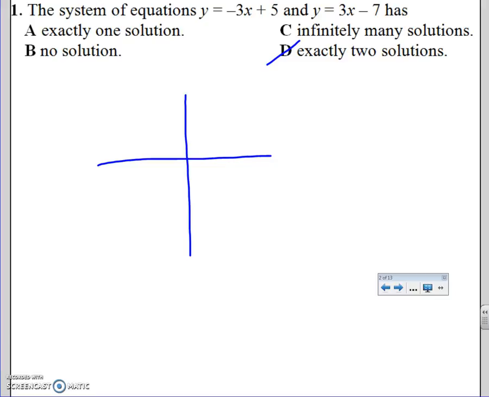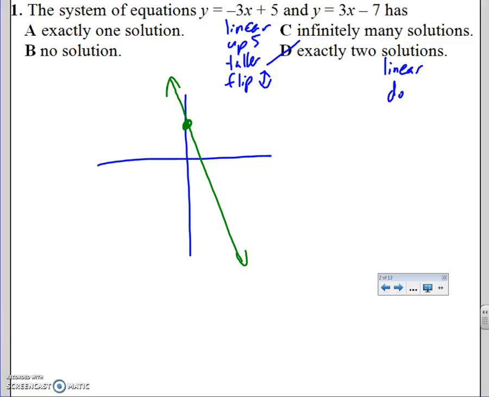So the first one we know is linear. We know it's up 5. It's taller, and flip upside down. So I'm going to draw that. I'm sorry, up 5. Flip upside down, taller. There's that. Now the other one, we know it is linear. It goes down 7. It's taller. That's it. So down 7, taller, nothing else. There you go.